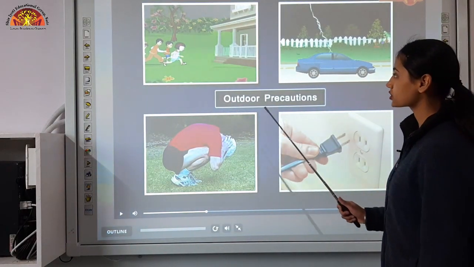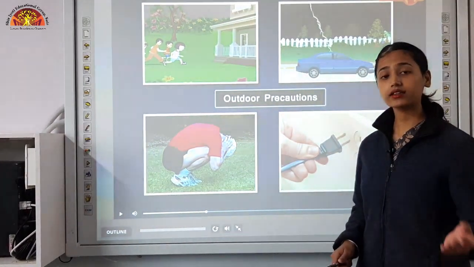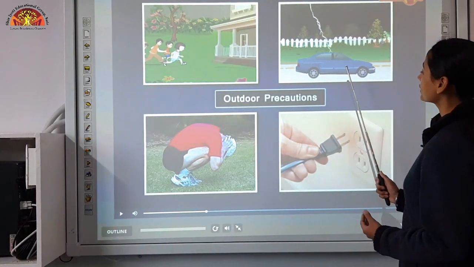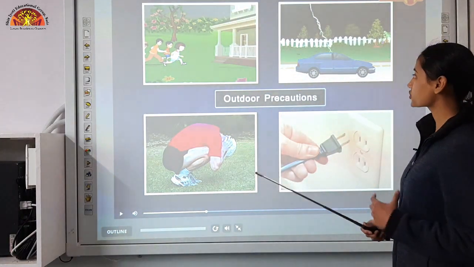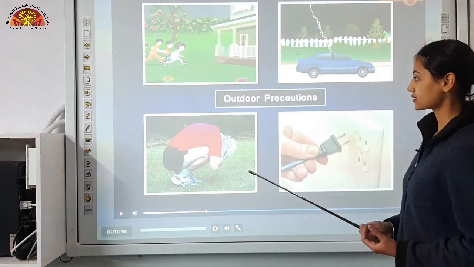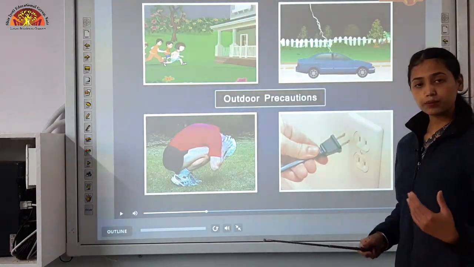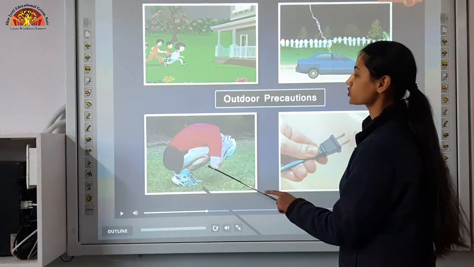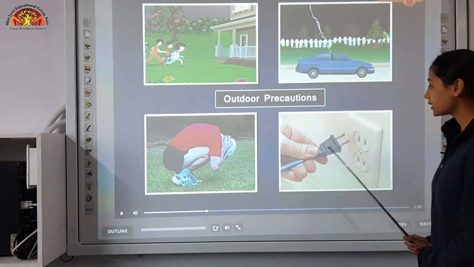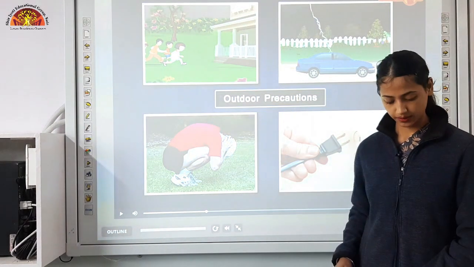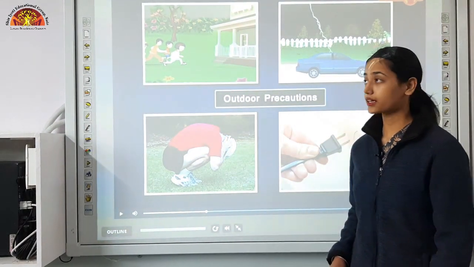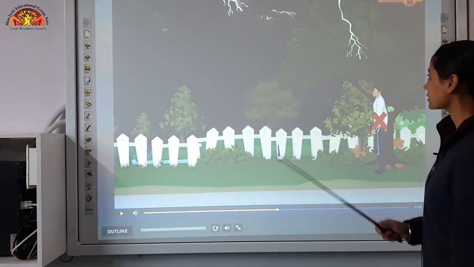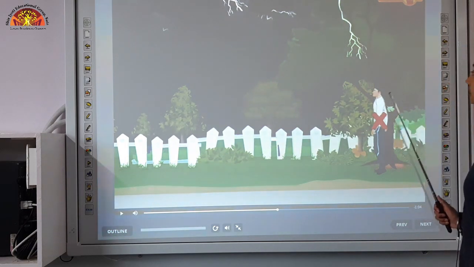These are outdoor precautions. First, if you are outside, then go inside your home because it will be safer. Then if you are in a car, in a closed vehicle, then shut your windows and doors. Or if you are in an open field, then do not lie on the ground, sit in this position. And unplug all your devices because lightning can damage your appliances and it can cause fire also. And you should not stand under a tree. Why? Under a tall tree. Why?